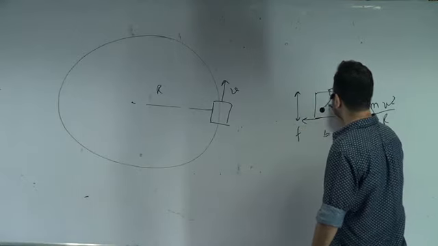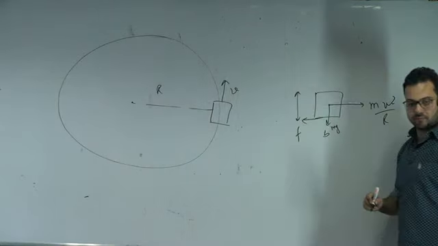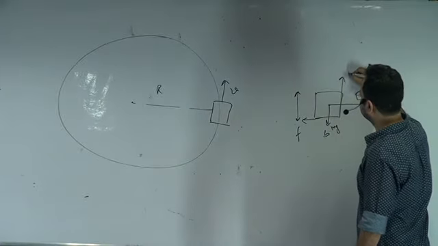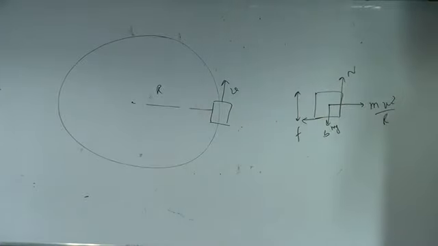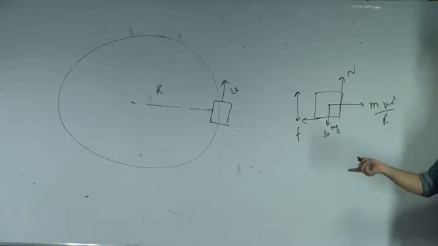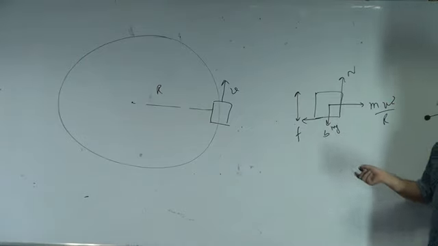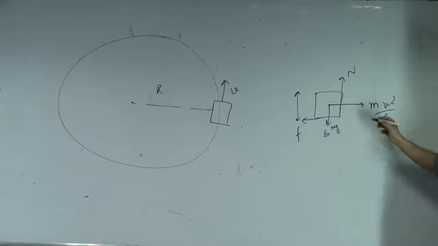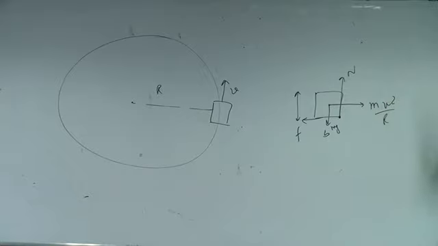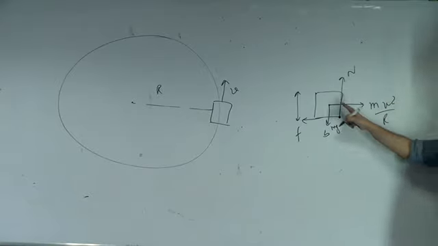Friction would be acting like this. Then mg would be acting. How would normal act? Normal will not act at the center, it will shift. Which direction will it shift? It will shift in this direction, because when it topples, it will topple about this point.